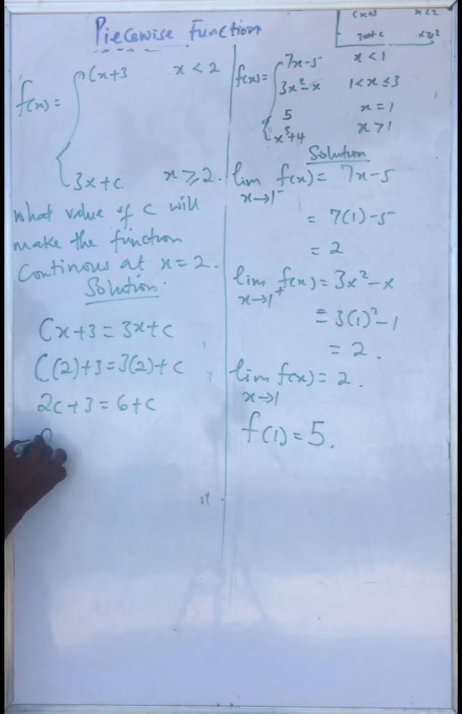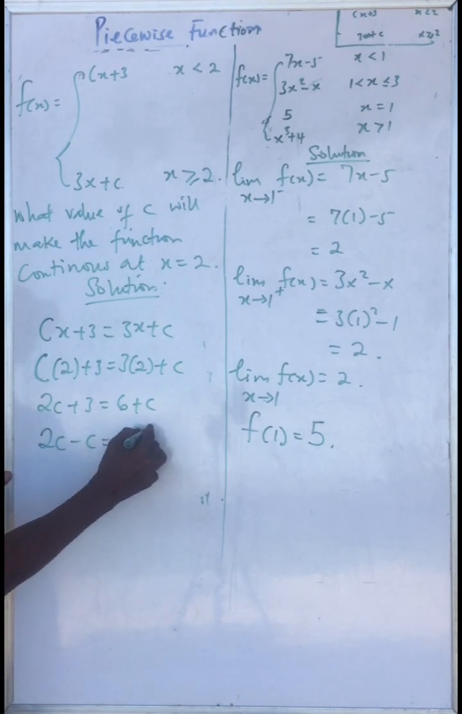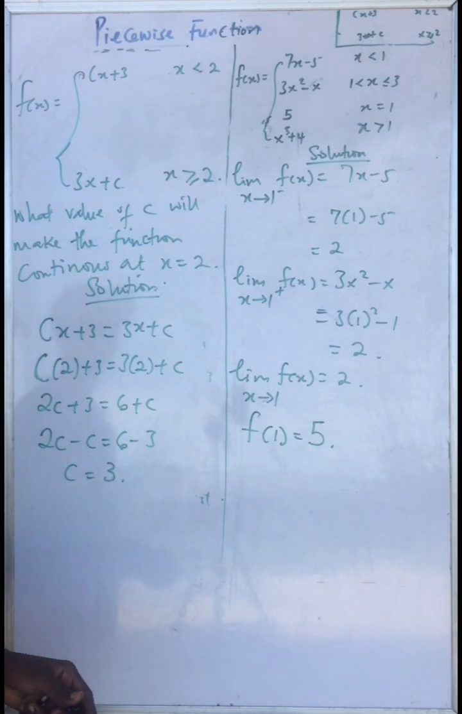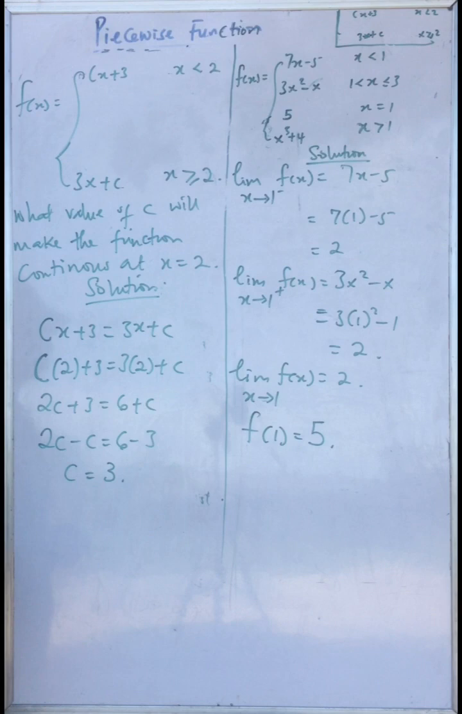So we collect like terms. 2c minus c is 6 minus 3, so that c is going to be 3. So the value of c that will make the function continuous at x equals 2 is 3.